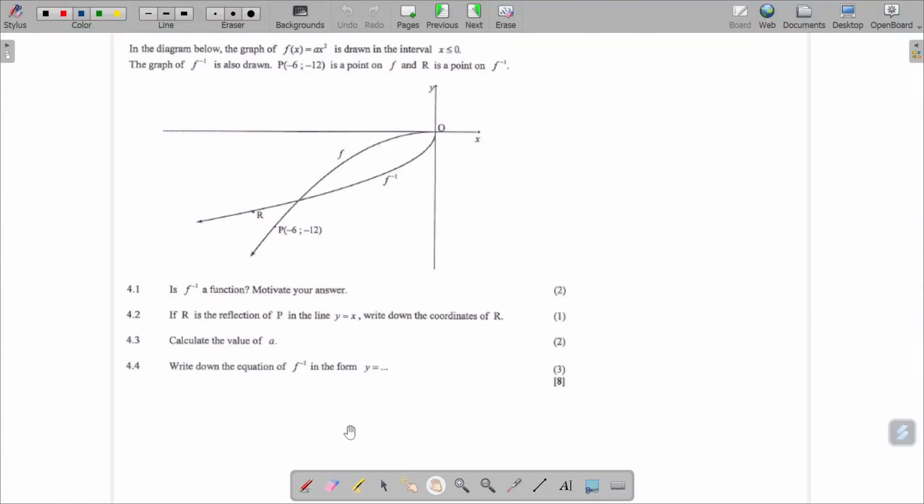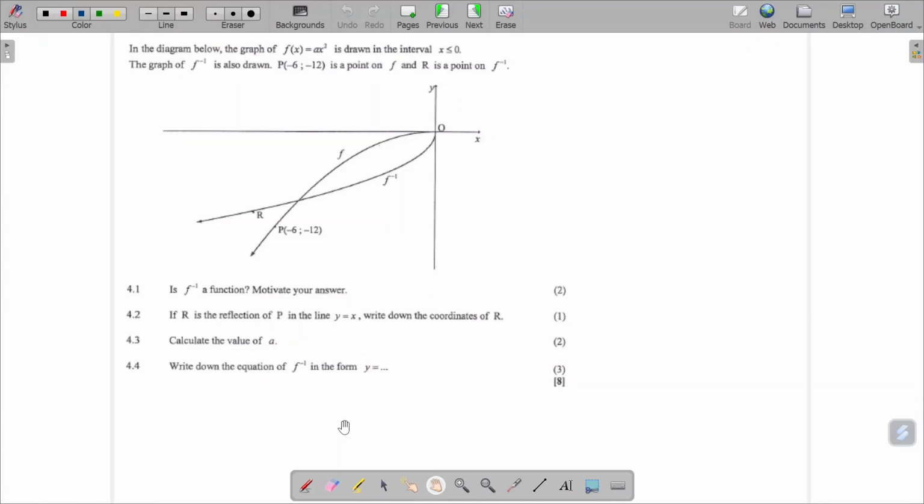Okay, let's have a look at the second slide. Now in this case, they've told us that ax squared is drawn. So we know it's a parabola, okay, but we do not know what the value of a is. It is drawn in the interval of x is less than 0. We can see it's drawn on the left-hand side. Again, I would probably want to be using a highlight or something just to make sure I know what they're talking about here.